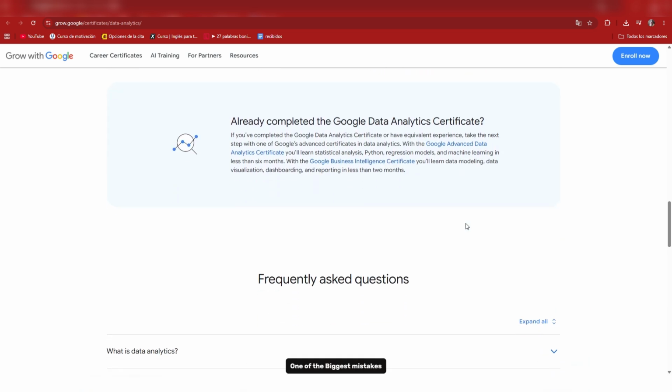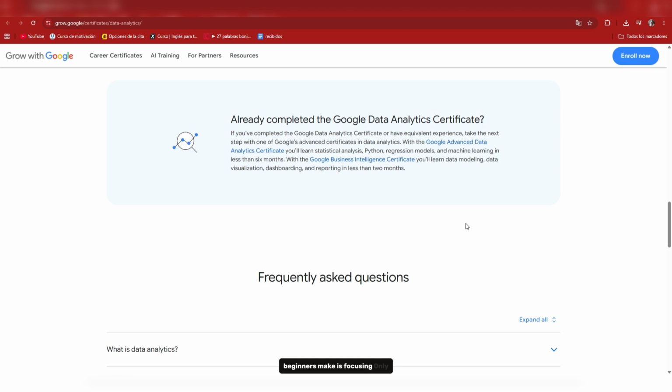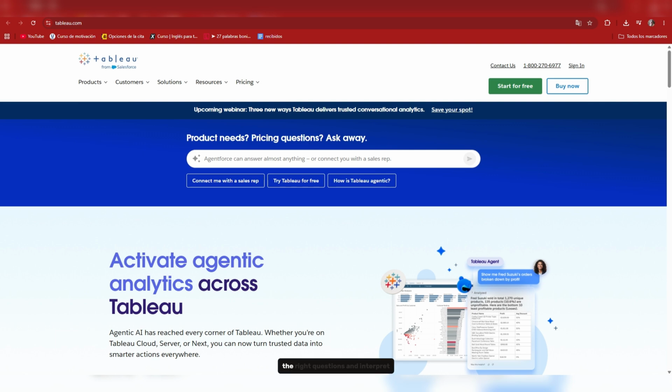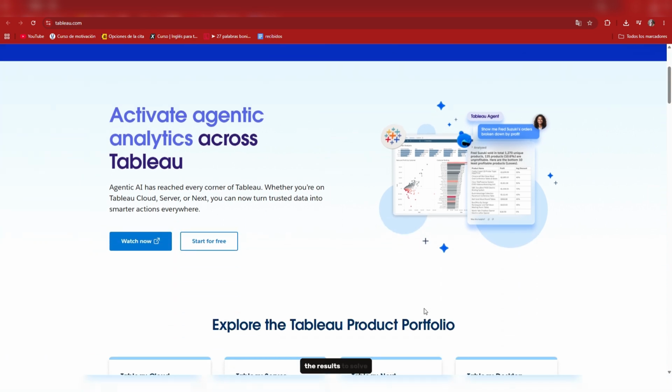One of the biggest mistakes beginners make is focusing only on the software. The real goal of data analysis isn't learning buttons and menus. It's learning how to ask the right questions and interpret the results to solve real problems.